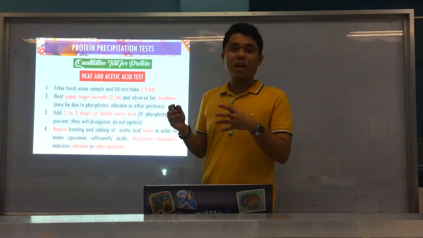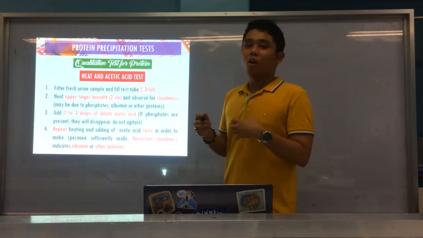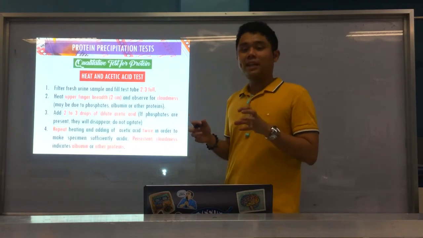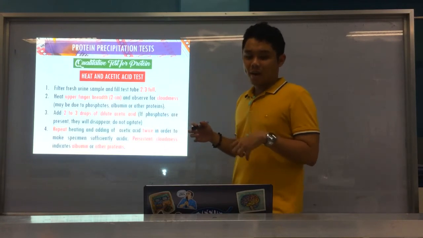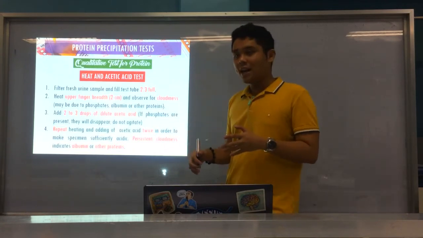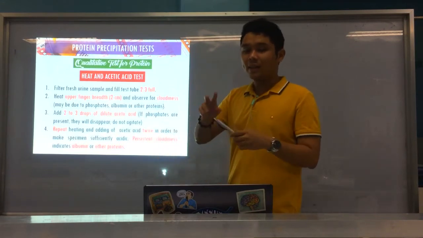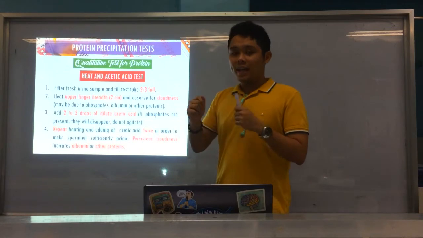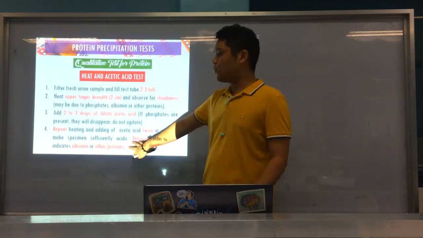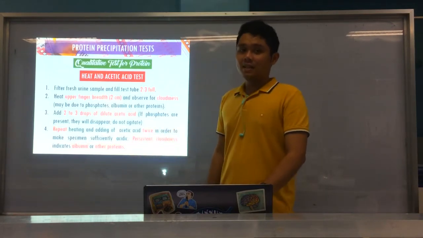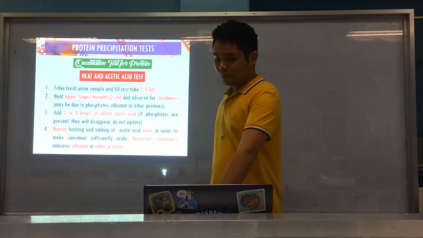Because again, we mentioned that if the pH is lower or when subjected to heat, proteins will precipitate. Okay? Alright. So, the solution may become cloudy. Now, again, if the cloudiness persists after adding acetic acid repeatedly, like twice, and heating, then it could be the presence of albumin or other proteins. Okay? So, that's for heat and acetic acid.